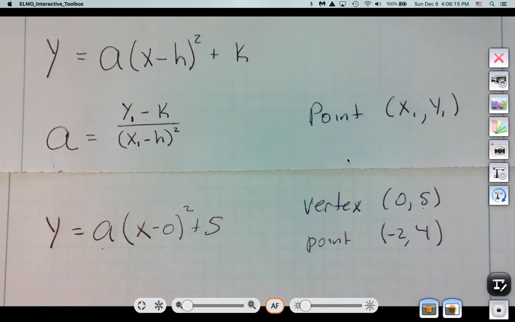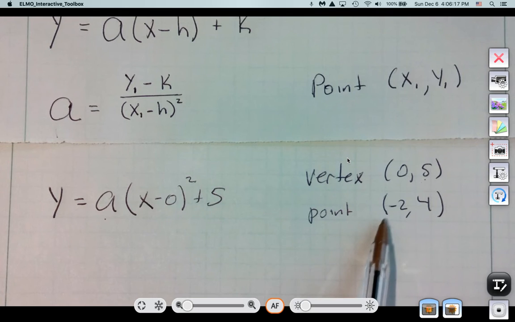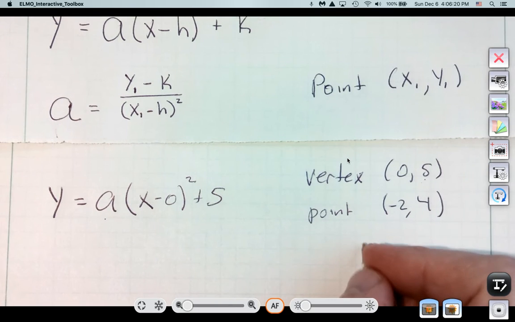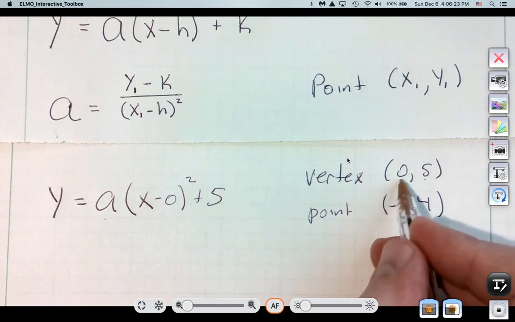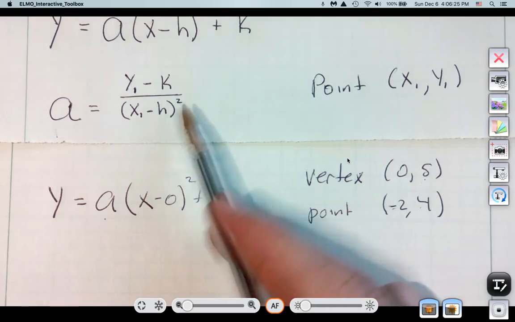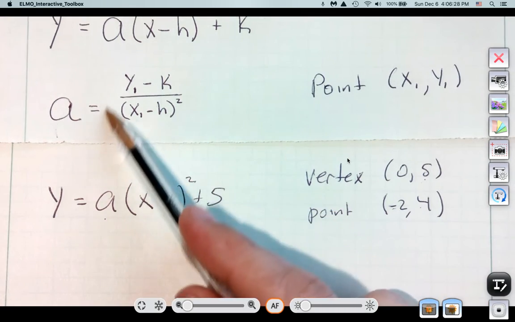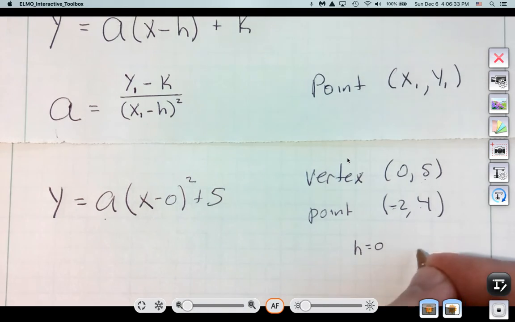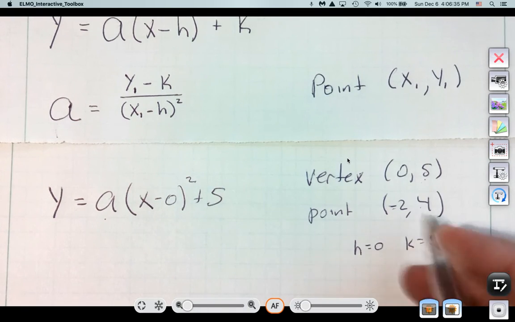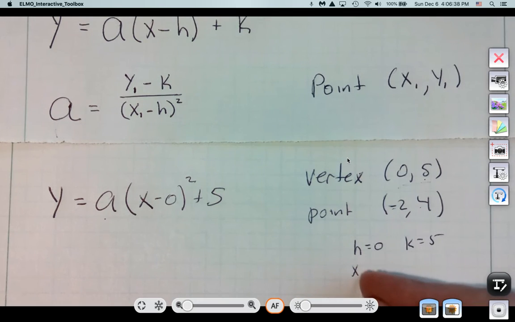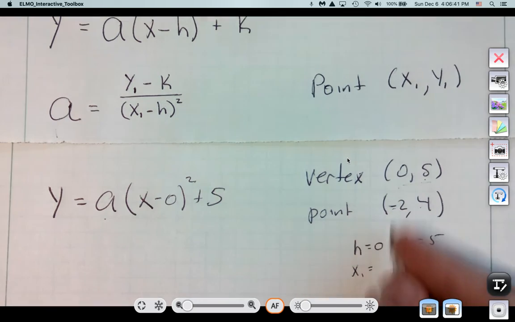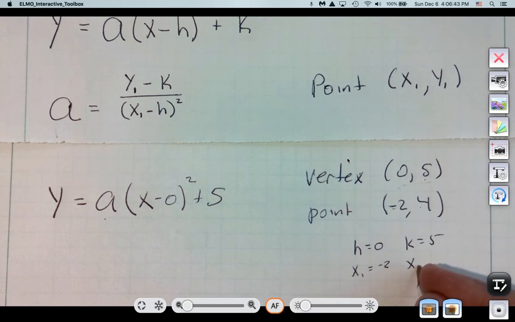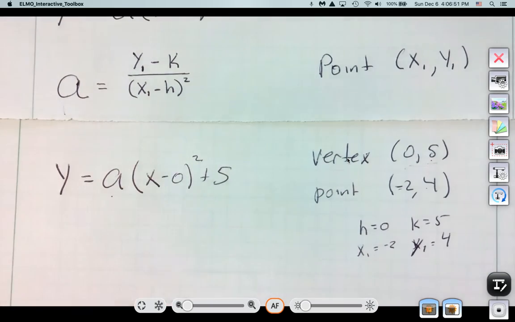So let's see if we can find a now using the point. Now, I would recommend, so you don't mess up, you write down which of these numbers are which. So when you plug them into this representation, you don't put the wrong number in the wrong spot. What I mean by that is this. I'm going to say h is 0, k is 5, because that's my vertex, x1 is -2, and y1 is 4. So now I'm going to use this form of the equation. I'm going to find my a value.